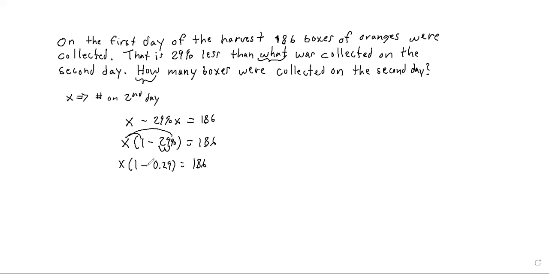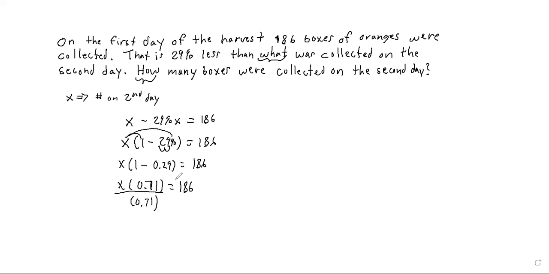We do what's in the brackets first. So we get X times 0.71 equals 186. And then we go ahead and solve this for X. We know we have to do the opposite operation. The most important thing we focus on when solving a problem is the equal sign and the variable X. So we go to the variable side of the equal sign and do the opposite operation on X. We're multiplying by 0.71, so we're going to divide by 0.71.